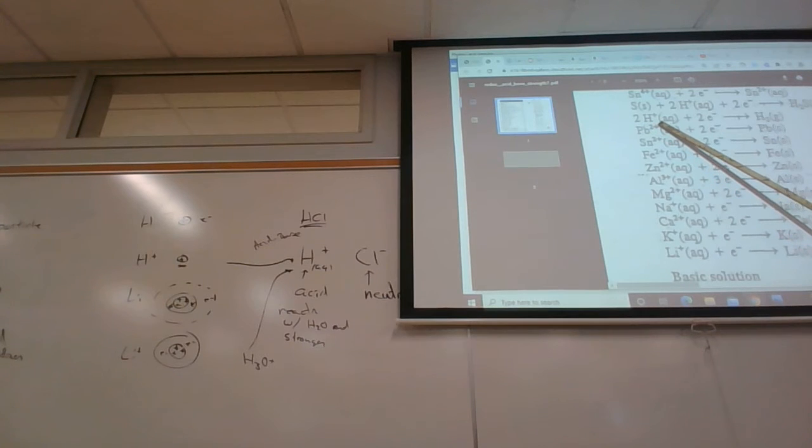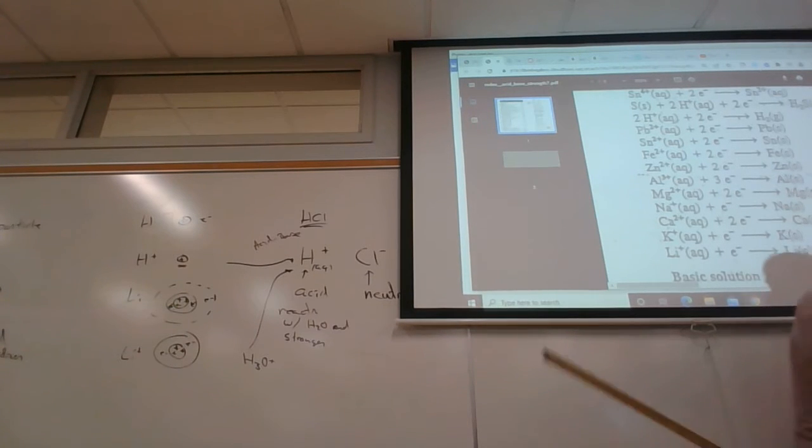But what can it oxidize? Any reducer stronger than lead. Equal to or stronger than lead. Good. That's exactly right.